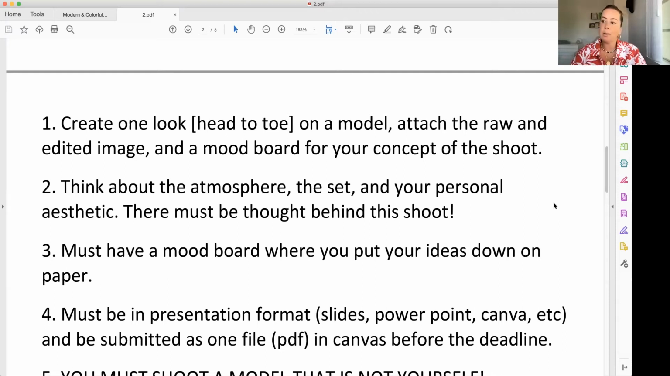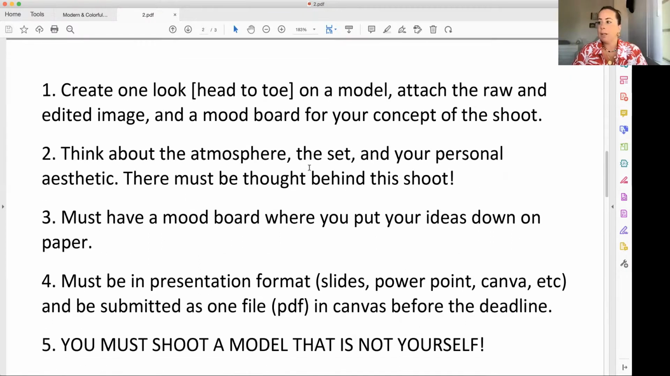And then I want you to also submit an edited image. And this is the image that you are presenting to the client. So whether you Facetune your model's face or you add some sort of fun effect in the background, or you add some sort of writing to the picture, or you crop it in, anything like that is considered an edited image. So if you've altered the image in any way, that's an edited image. So I want to see what you started out with, and what you ended up with. And then also a mood board for your concept.